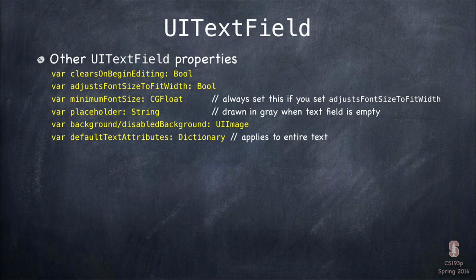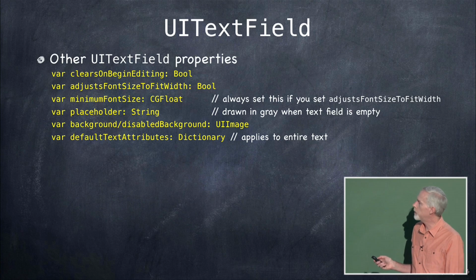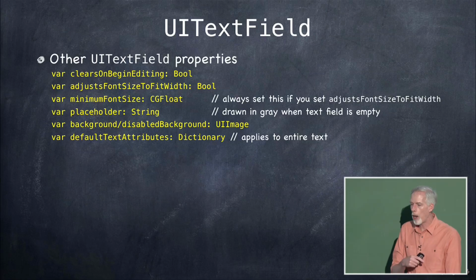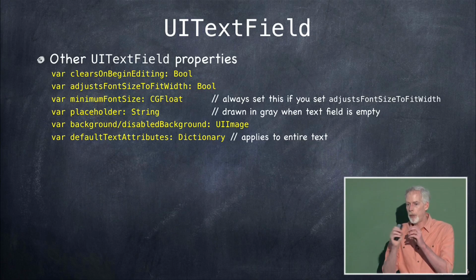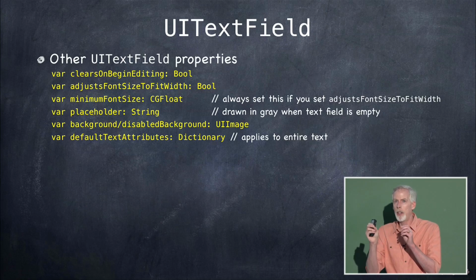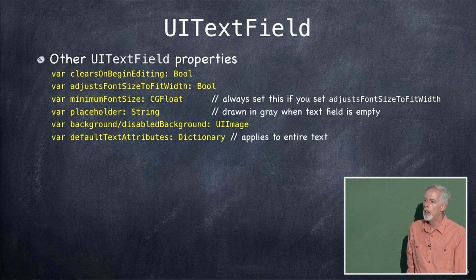There's lots of other text field properties that are interesting here. You know, you can actually put a little button on the side. You can decide when the user touches it, does it clear out what's in there? You can have a placeholder in there so that when there's nothing in the field, there's that kind of light gray text, kind of telling the user what's supposed to be there, that kind of thing.